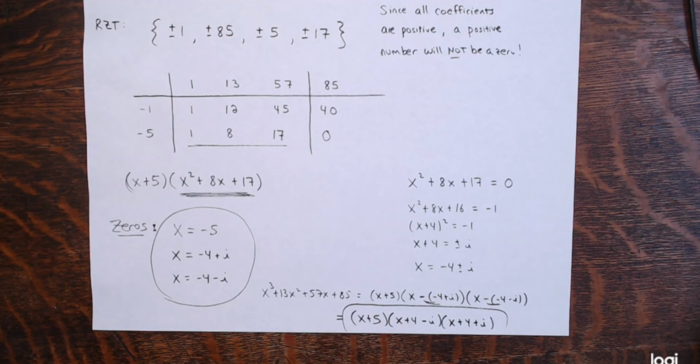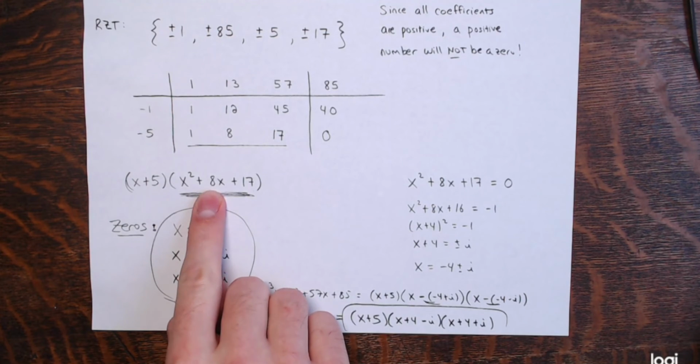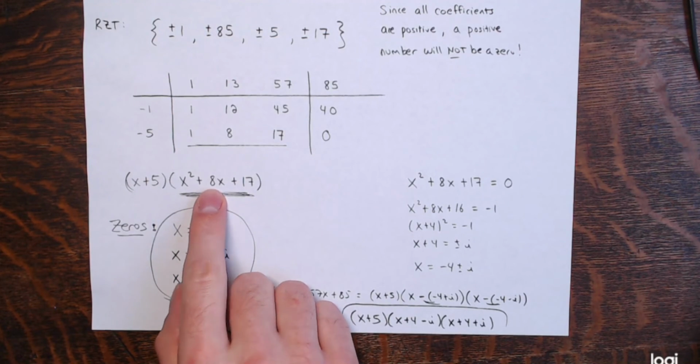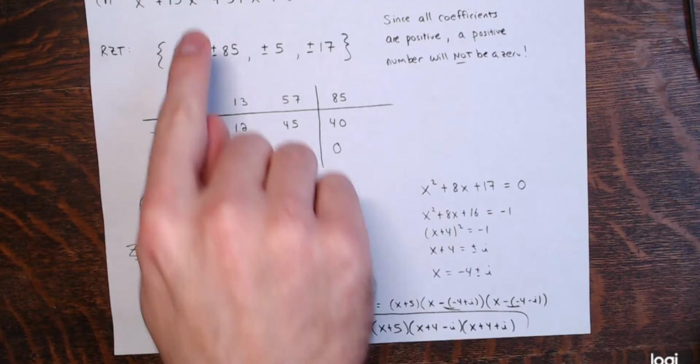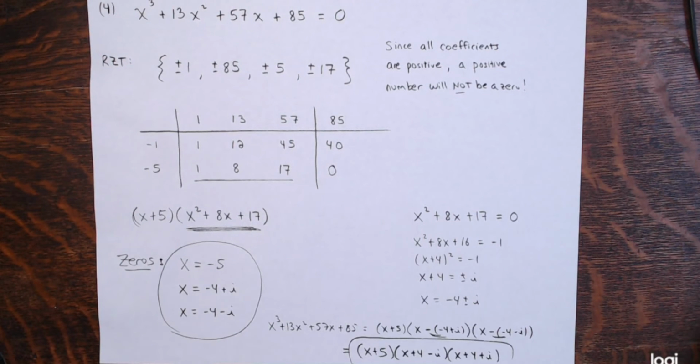And once again, you want to check it. Multiply these two, then take that result. Now, when you multiply x plus 4 minus i times x plus 4 plus i, you should get x squared plus 8x plus 17. And then you multiply by x plus 5, and you'd get x cubed plus 13x squared plus 57x plus 85. You should. And I'll leave it to you to check that.